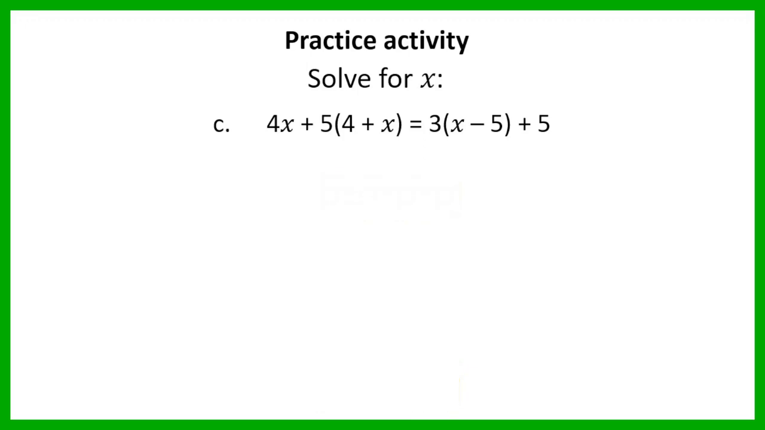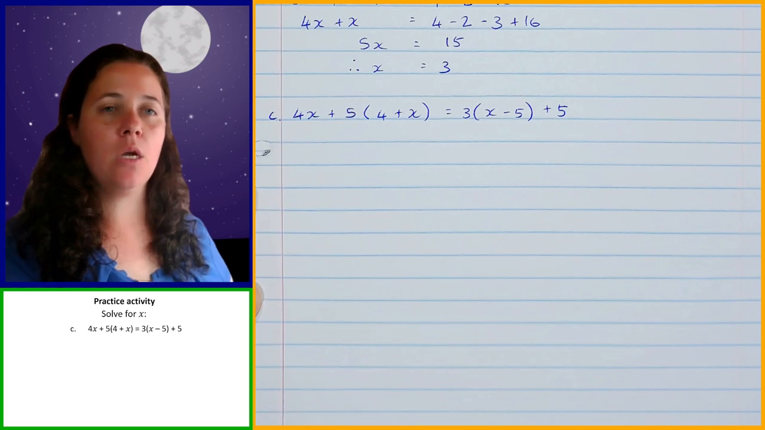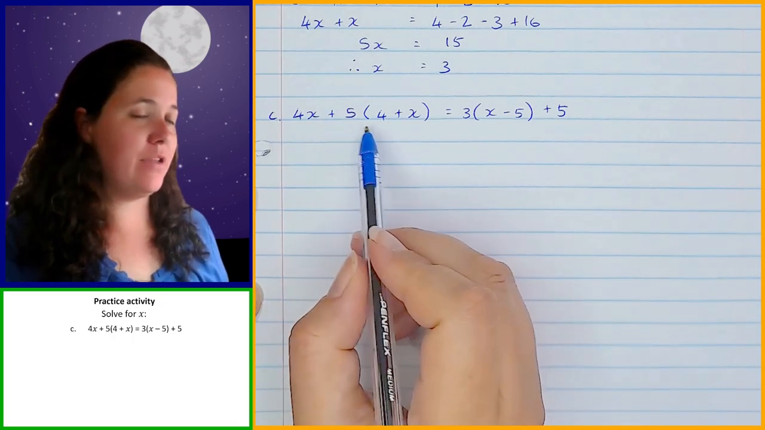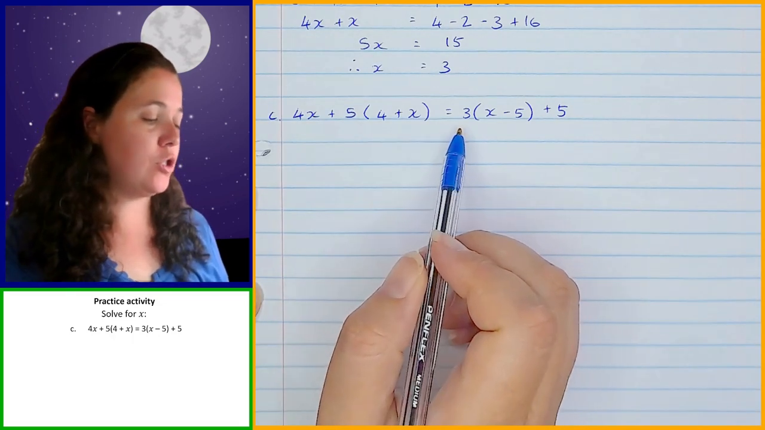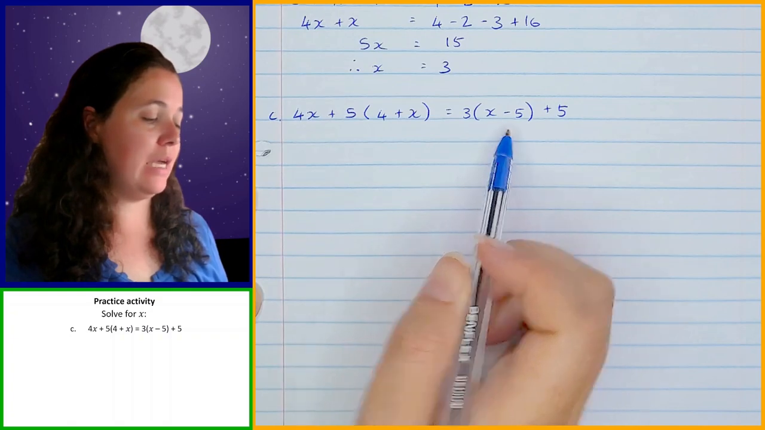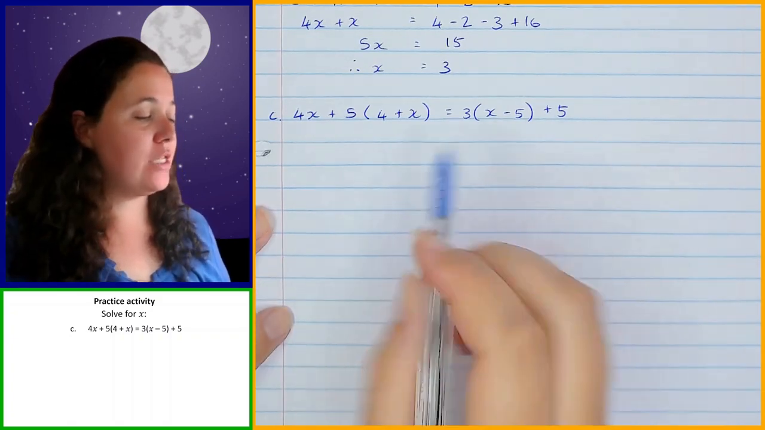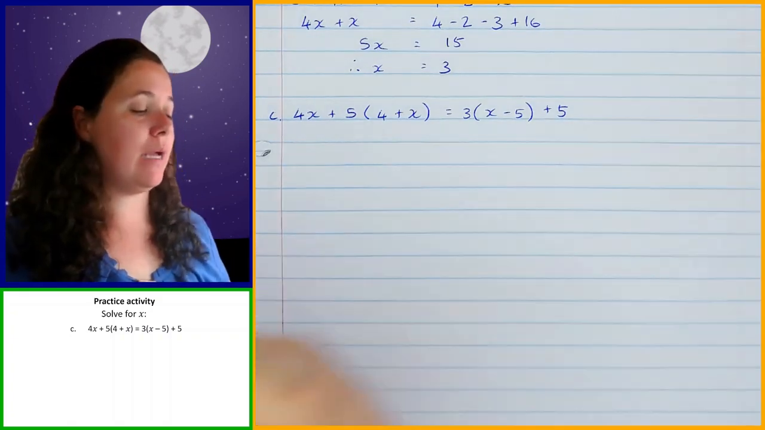Okay, so question C. We had 4x plus 5, then in brackets 4 plus x, equal to 3, and in brackets x minus 5, plus 5. Okay, so first, just like the other ones, we're going to multiply out our brackets.